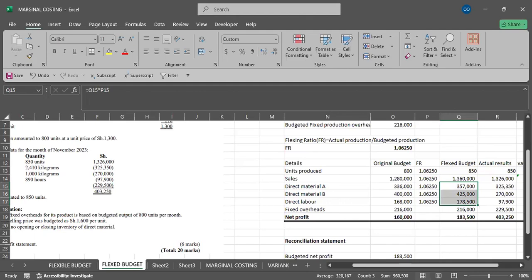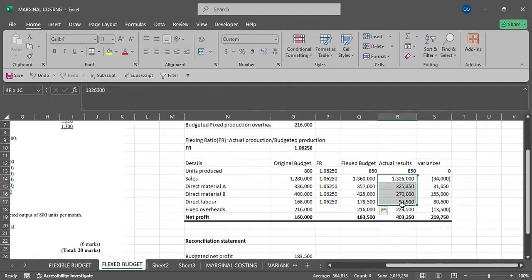Then I come now and paste the actual results. I've pasted all the actual results. So we compare actual results and the flexed budget. This original budget cannot be compared with the actual to get variances. Why? In my original, I have 800 units. My actual is 850. They cannot be compared. I have to adjust my original to assume, what if my original was based on 850 units? What will be the budget? That's what we call the flexed budget, the flexible budget. Once you have been able to flex it to be equivalent to the number of actual units produced, I can now compare. This will be my budget, this will be my actual results, so I compare the two to get the variances.